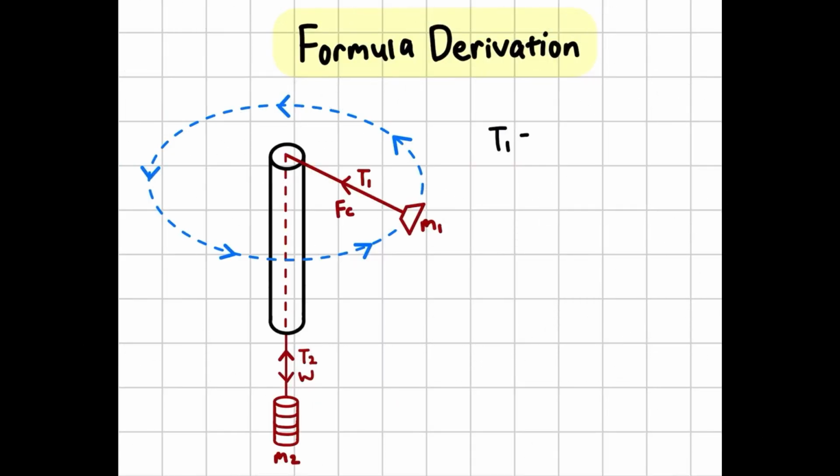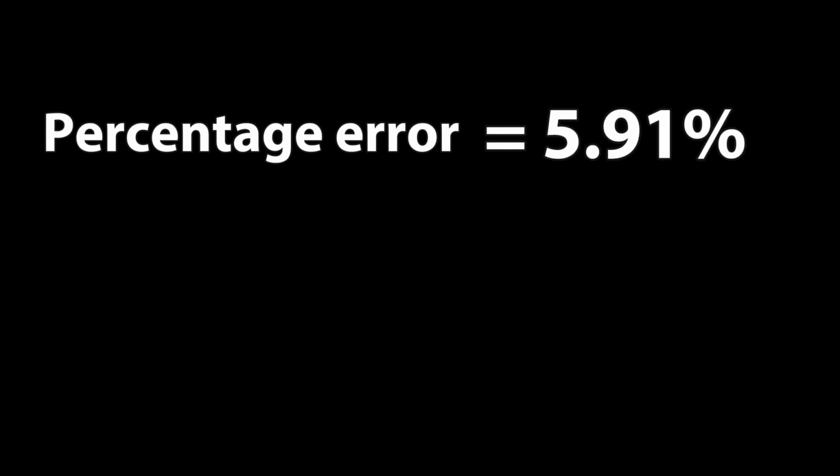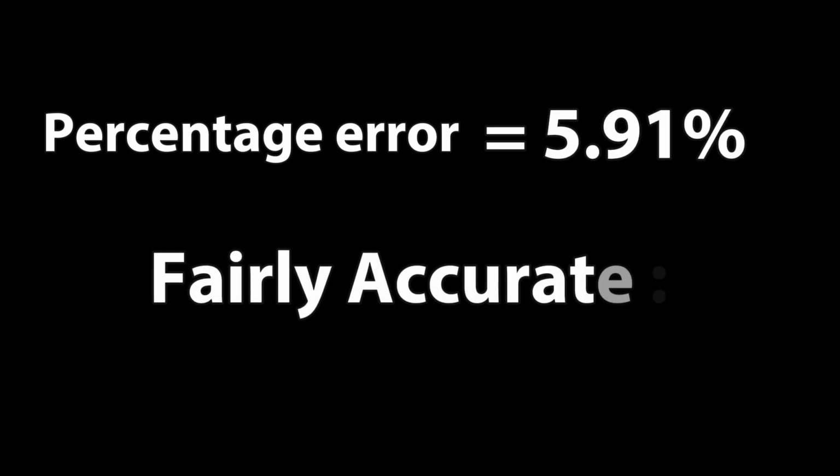So, T1 is equal to T2. T1 is basically Fc, while T2 is m2 times gravity. Fc is then broken down into m1 times angular velocity squared times radius. We can break down angular velocity into 2 pi per T. So, the equation becomes m1 times 4 pi squared per T squared times radius, which is also equal to m2 times gravity. The percentage error is 5.91% and therefore can be considered fairly accurate results.